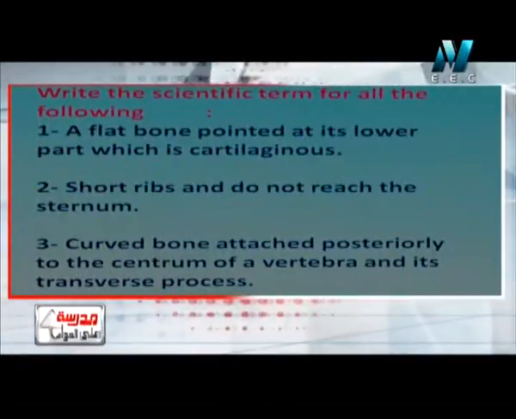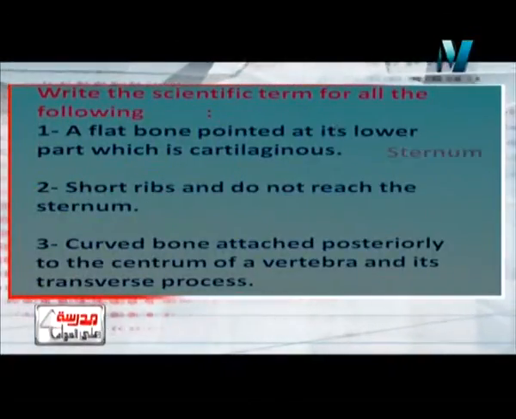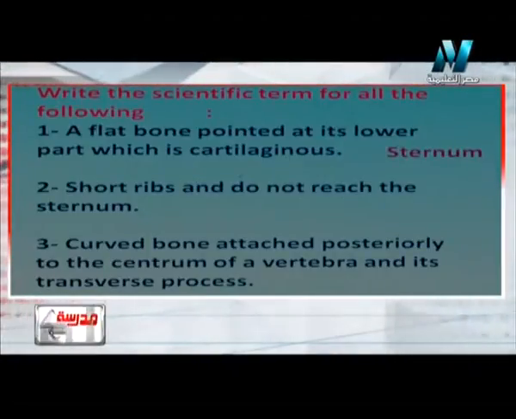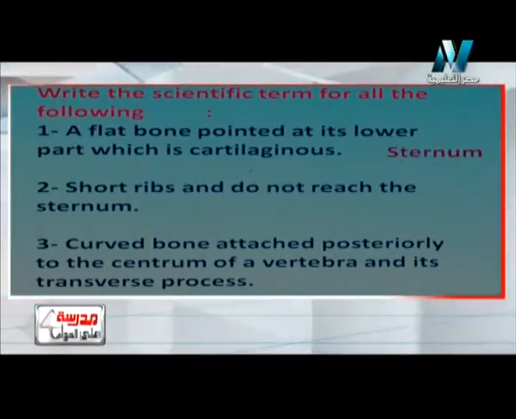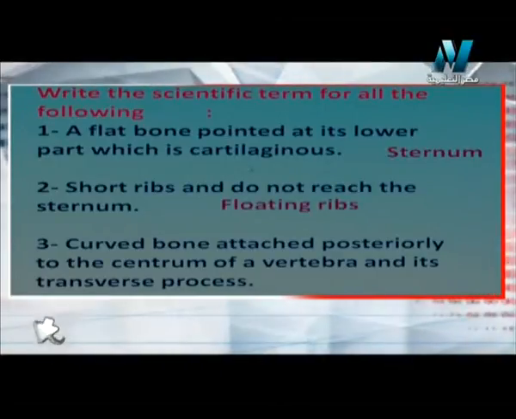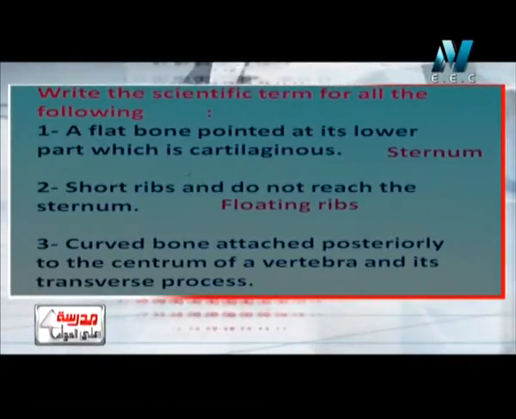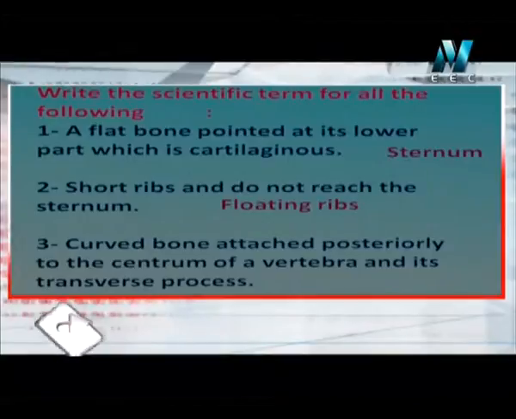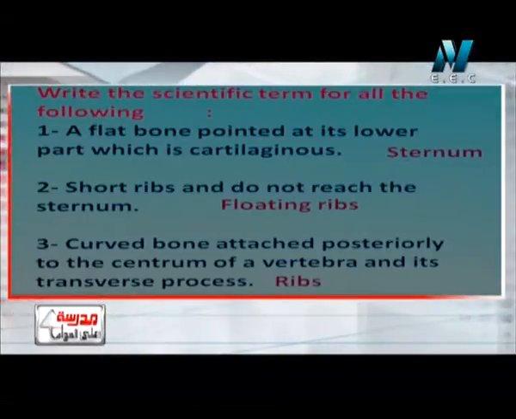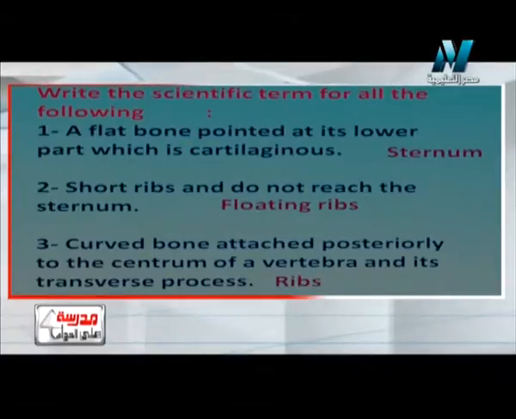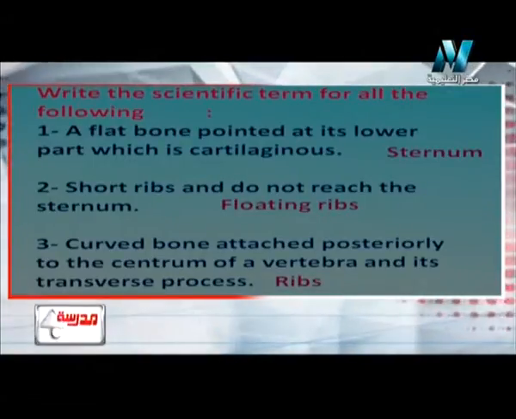Now we have a question. This is for write the scientific term. Write the scientific term: a flat bone pointed at its lower part, which is cartilaginous. It is the sternum. Short ribs that don't reach the sternum? The floating ribs. Curved bone attached posterior to the centrum of the vertebra and its transverse process? It is the ribs. This is the definition. Sometimes it comes as what is meant by, sometimes it comes as write the scientific term.